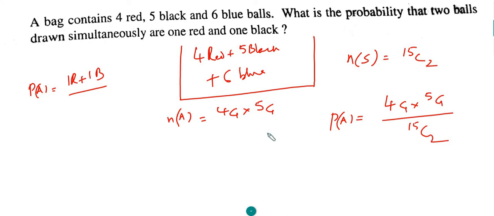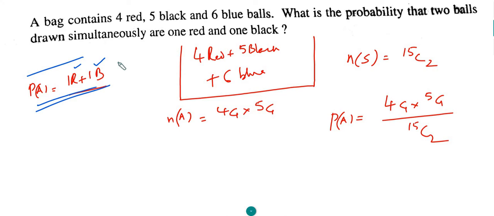A bag contains 4 red, 5 black and 6 blue balls. What is the probability that two balls drawn simultaneously are one red and one black? Means we should find the probability of an event: drawing two balls simultaneously, meaning we pick the same two balls at the same time, but you should get one red ball and one black ball.